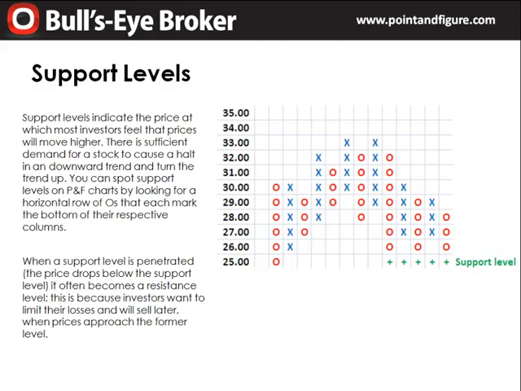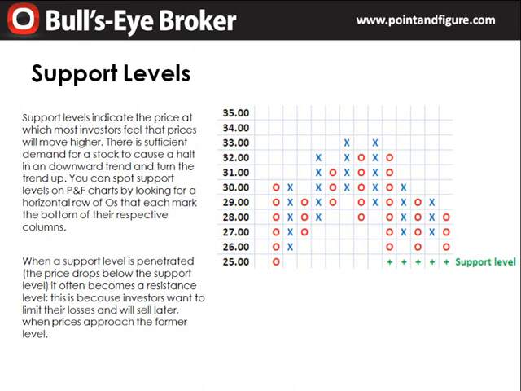Support levels. Support levels indicate a price at which most investors feel that prices will move higher. This is caused by sufficient demand for a stock or security to cause a halt in a downward trend and turn the trend up. You can spot support levels on a point and figure chart by looking for a horizontal row of O's that mark the bottom of their respective columns.